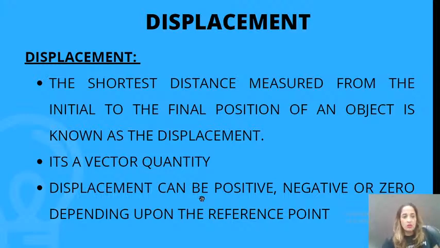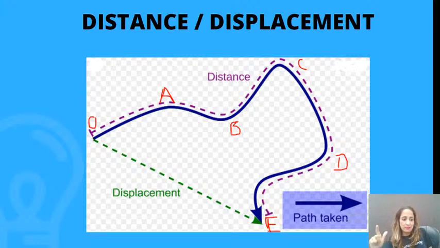The shortest distance measured from the initial to the final position of an object is known as displacement. It is a vector quantity because here we are also considering the direction of motion, not just the magnitude. Displacement can be positive, negative, or zero depending upon the reference point. Here is the example I've taken for you. This blue line is the path taken. Let's say you started from point O. E is the end point, O is the origin point.